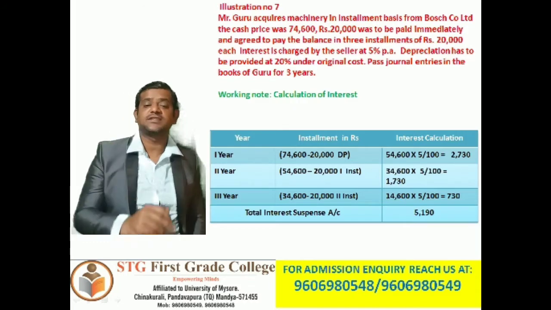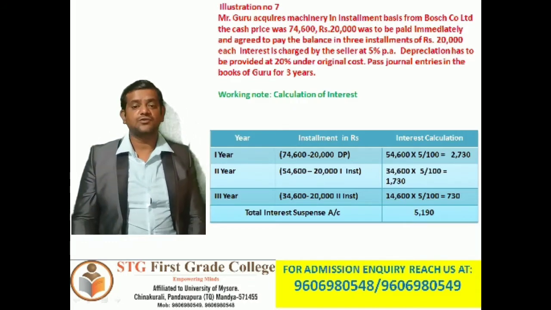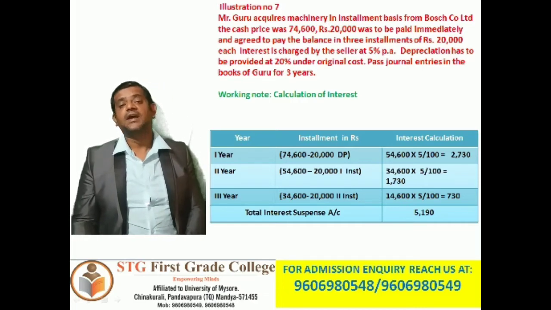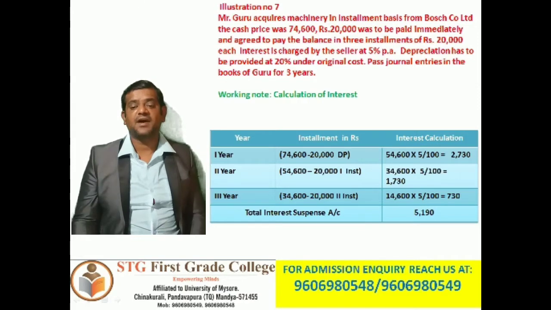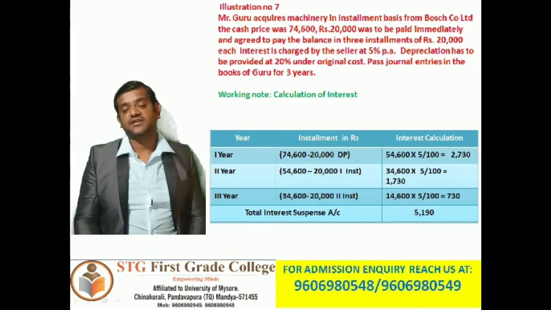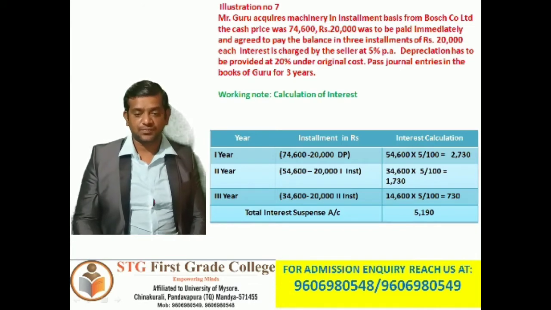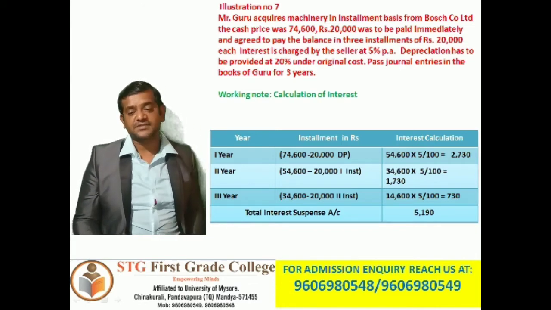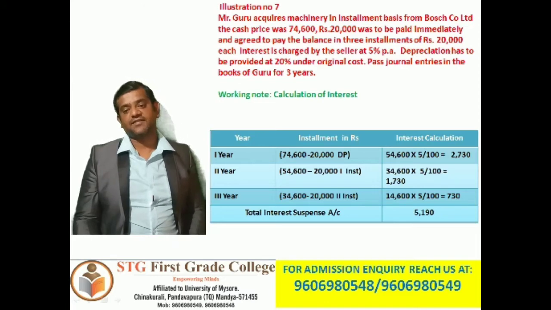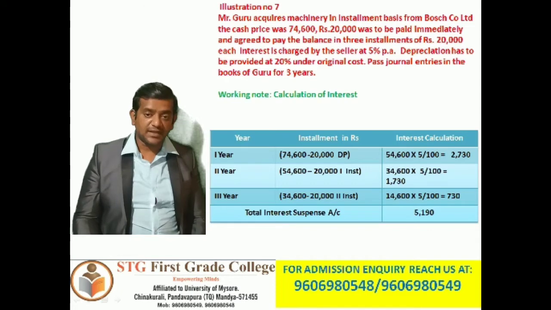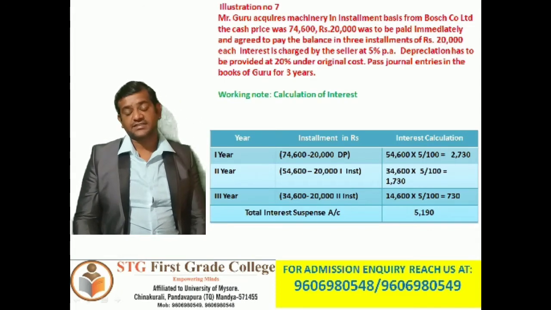1,730 rupees. Next, third year: 34,600 minus 20,000, the second installment, so 14,600 is the balance. On that, 5% interest, 5 divided by 100, the amount comes to 730 rupees. So what is the total interest suspense account? Calculate: 2,730 plus 1,730 plus 730 rupees. Put together, 5,190 rupees is the interest suspense account.